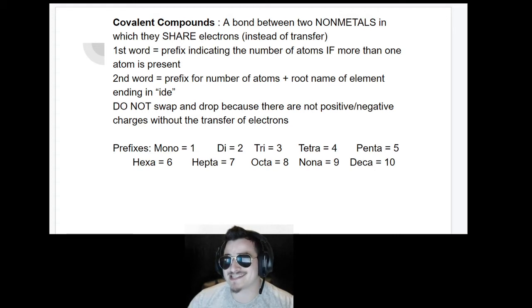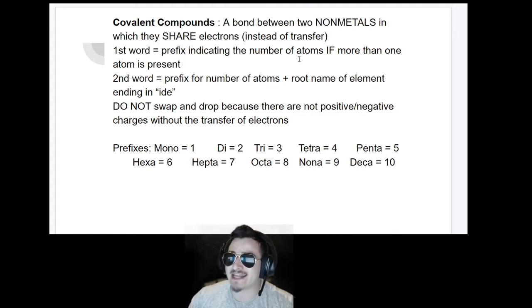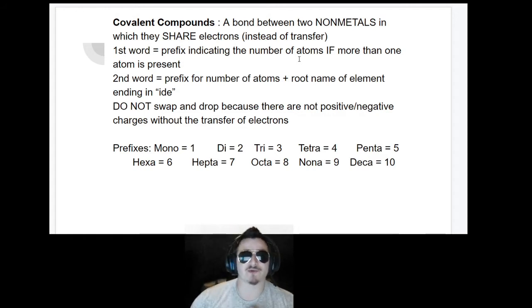Sharing electrons does not mean transferring electrons. So let's take a look at the rules here. There's only a couple rules. First word, the prefix is going to indicate the number of atoms only if there is more than one atom. Second word, you are always going to have a prefix for the number of atoms plus the root name of the element, and you're always going to end in IDE. So aside from the prefixes, this is no different than the ionic compounds. We're always going to end in IDE.